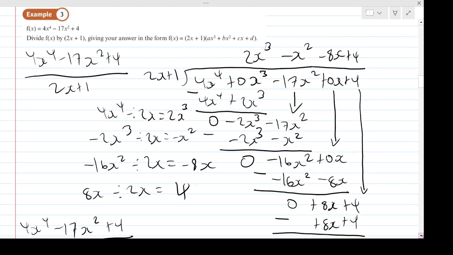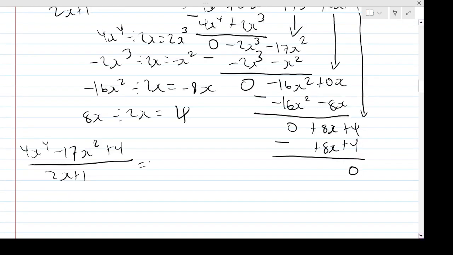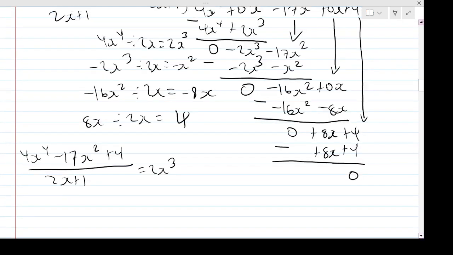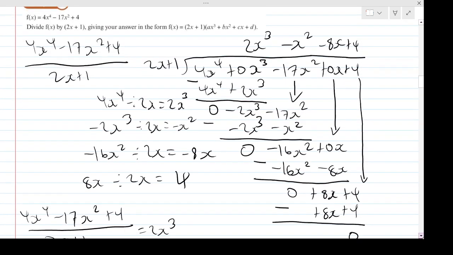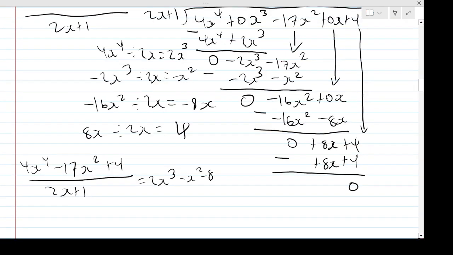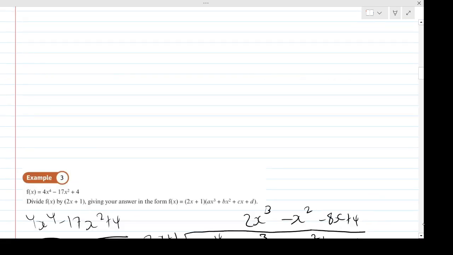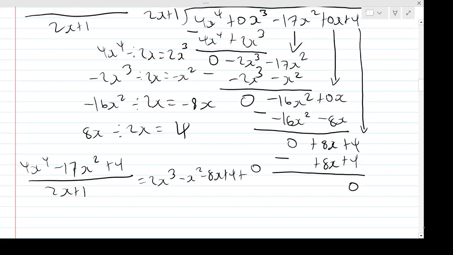So from this I get 2x cubed minus x squared minus 8x plus 4. And the remainder term I get is plus 0. There, that's the remainder part: 0 over our divisor, 2x plus 1, sorry. But that just goes to 0. So simply that's all I'm left with there, is this cubic term. Cool. So there we are then. So that's what this fraction simplifies to.